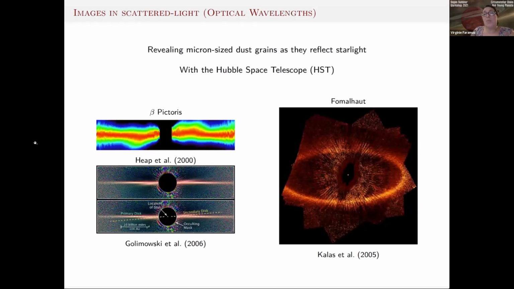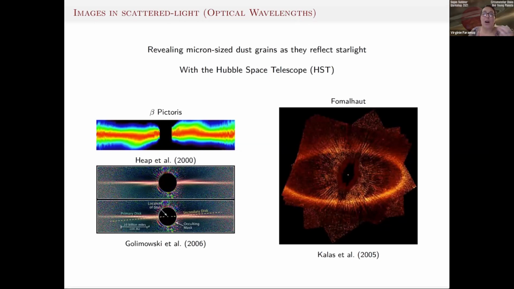So here I'm showing you images at optical wavelength, so that is visible wavelength. The images that you will see will reveal micron-sized dust grains, because these ones will reflect the starlight at these wavelengths, okay? We're not in the infrared just yet. It's not a question of absorbing and re-emitting. In this very case, they're reflecting the starlight.